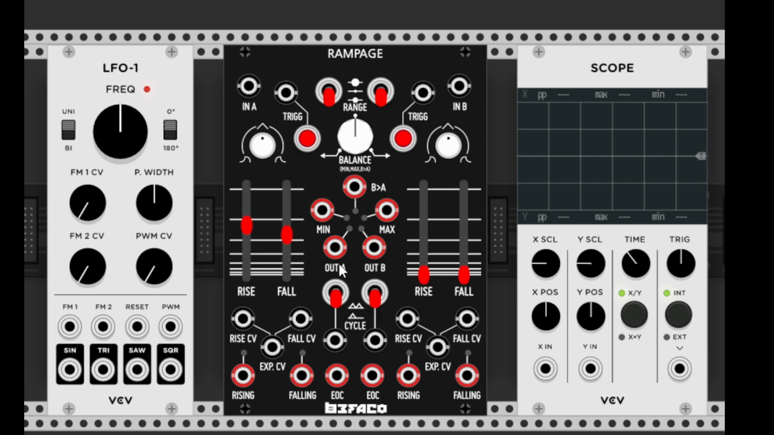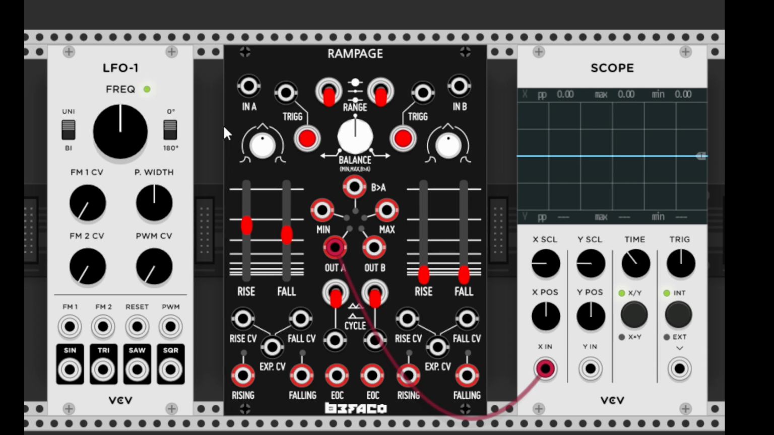The outputs, each unit has its own output, of course. Unit A, the left one, is here, output A. Let me patch it to the oscilloscope, and this is the output B. When I don't feed any signal into input A, we have an envelope generator which needs to be triggered.